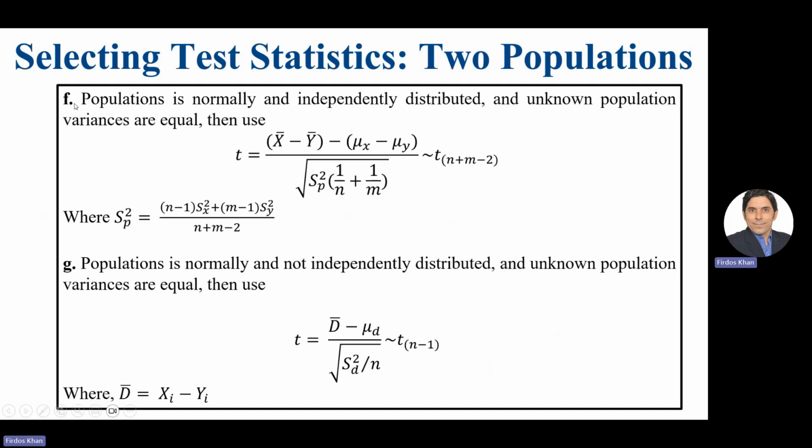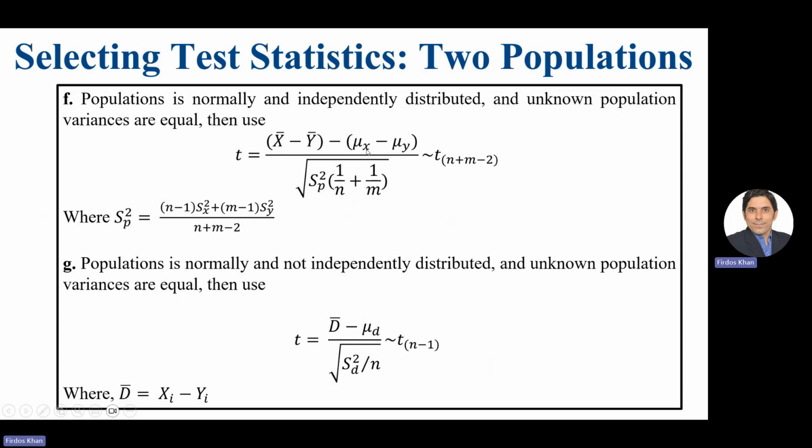Now this is case F. The populations are normally and independently distributed. This is the same assumption, and the population variances are unknown but equal. That means the populations are normally and independently distributed, and the population variances are unknown but they are equal. This is the assumption. Then in this case you can use this as a test statistic.